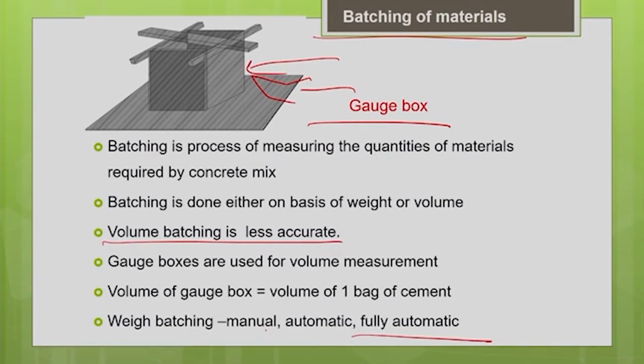There are different types of weigh batching: fully automatic, semi-automatic or manual. So different types of batching systems are there. But one thing you have to always keep in mind is that weigh batching is always more accurate when compared to volume batching. So it is always preferable to go for weigh batching to get good quality concrete.